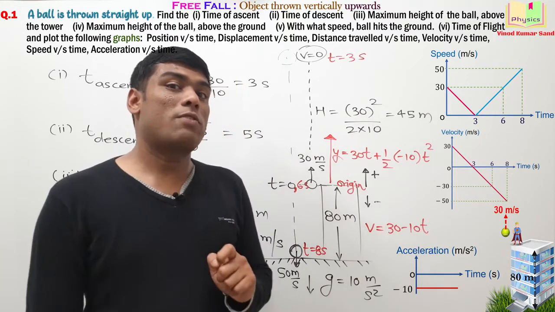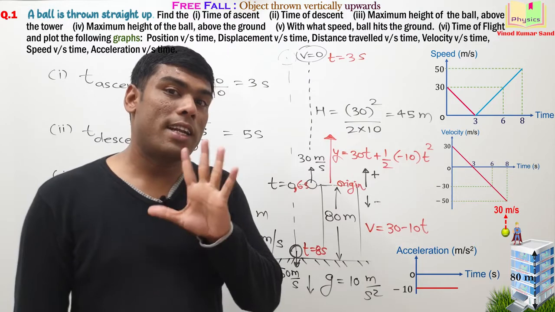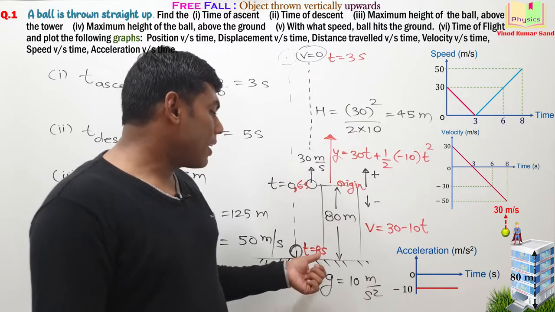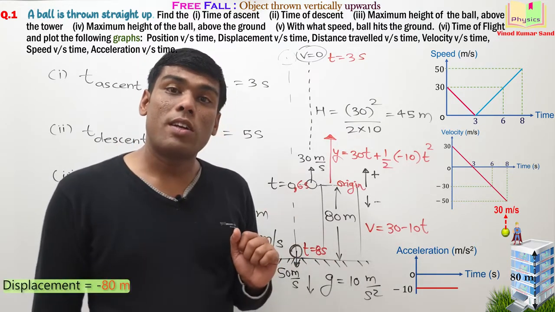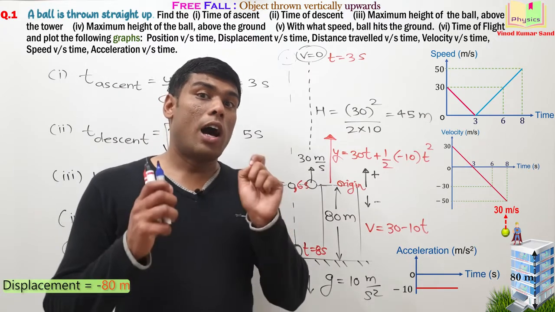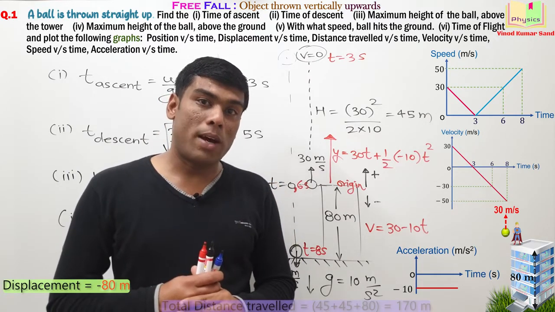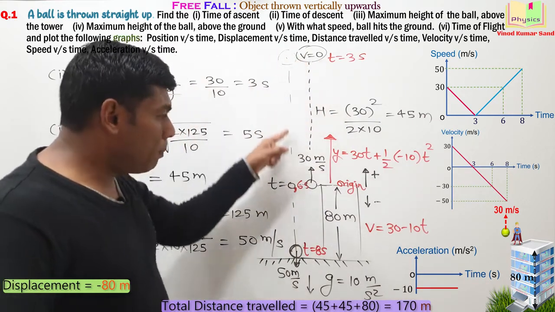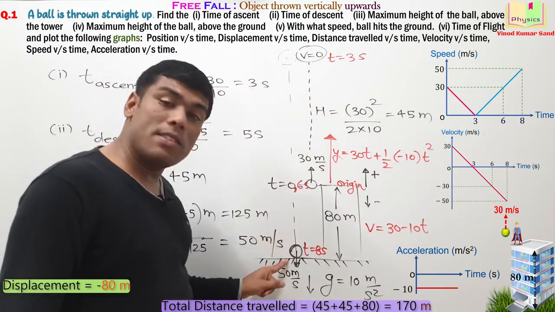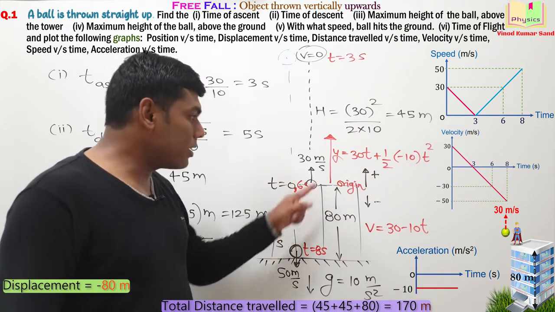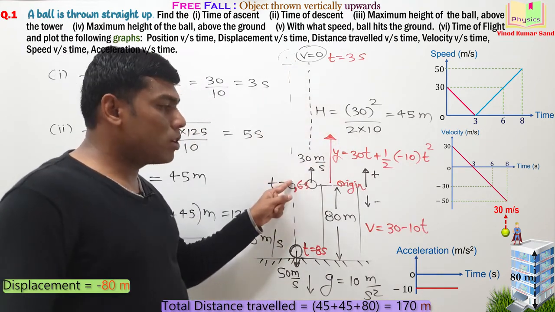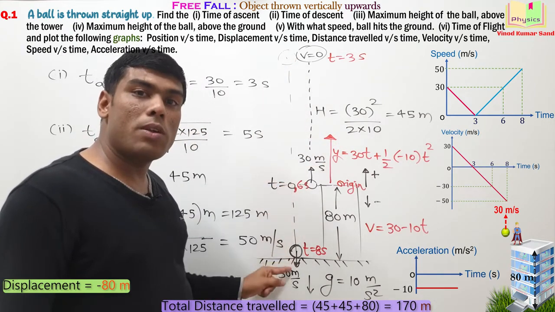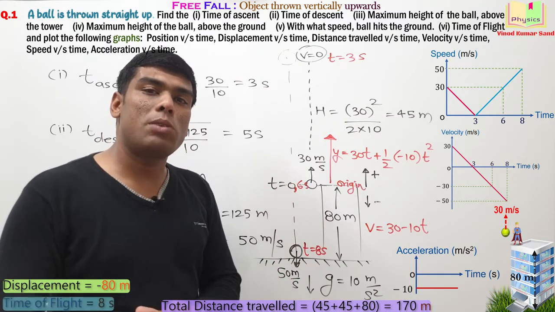In this question, if someone asks you how much is the net displacement of the particle, then the answer is minus 80 meter. And if someone asks you how much is the total distance traveled by the particle, then it will be 45 meter plus 45 meter plus 80 meter. You get it? This distance up to here and back is 90 meter plus 80 meter, means 170 meter is the answer.